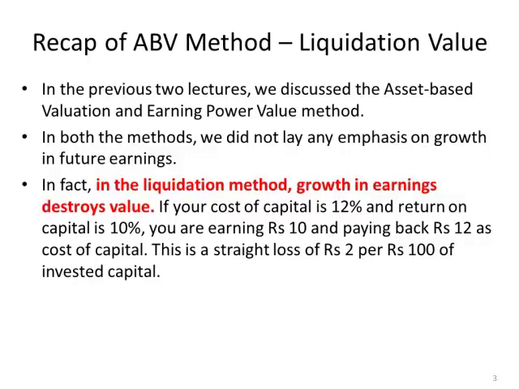Well, suppose we have a cost of capital of 12% and a return on capital of 10%. It means that it's costing you more money to generate your investment, and you're returning less than what it's costing you, right? So, for example, if you were investing 100 rupees, you would be earning a return of 10% on it, which is 10, and you'd be paying back 12 because that's your cost of capital. So you're actually losing 2 rupees per 100 of invested capital.